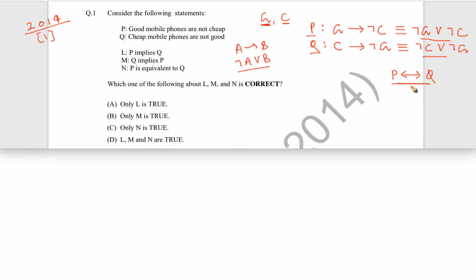P is equivalent to Q, and we know that if P is equivalent to Q, then P implies Q and also Q implies P. So P is equivalent to Q, it is true. P implies Q, that is also true, and Q implies P, that is also true. In fact, L, M and N, all the statements are correct, and they are asking which one of the following statements is correct. The fact is that L, M, N, all three statements are correct, and that's why our answer is D.